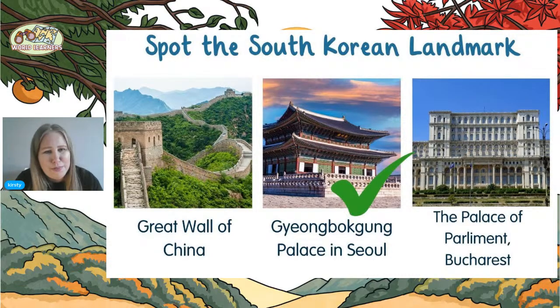I'm going to give this my best shot, and I almost definitely am pronouncing this wrong. The Gyeongbokgung Palace in Seoul. And then we've got the Great Wall of China, and that's the Palace of Parliament in Bucharest in Romania that we did see last week.